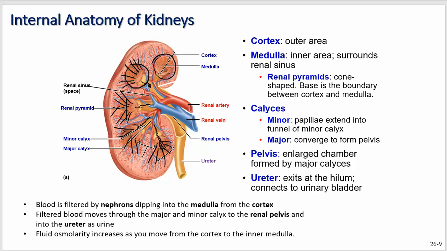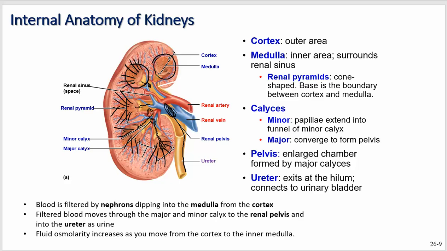So we have the major calyx and the minor calyx, and those are just portions of the same thing. The minor comes together to form the major calyx or calyces. So we have the minor, the major, and then those will drain into the renal pelvis, okay, and then that all exits through the ureter. So these little lines I drew, those are nephrons. We'll have better pictures of them, but nephrons dipping into the medulla from the cortex.